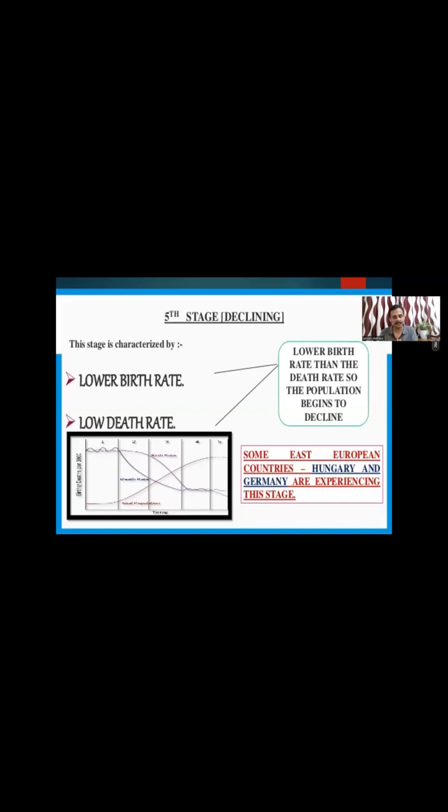The number of people is decreasing, which is why it is known as the declining phase. The fifth stage is otherwise known as the stage of declining. Birth rate is very much less than the death rate, so the population is decreasing year by year. The best examples are Hungary and Germany. They are experiencing this stage.